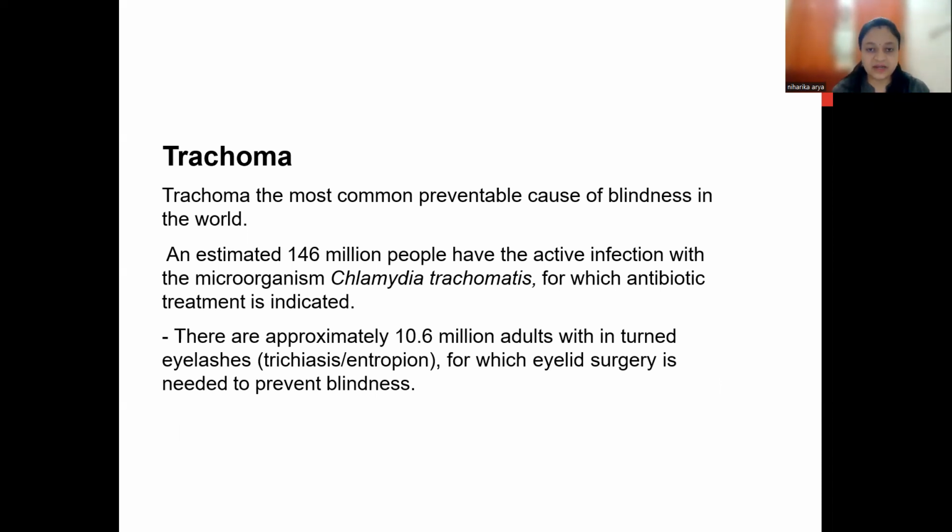So trachoma is the most common preventable cause of blindness in the world. It is mainly caused by the microorganism Chlamydia trachomatis, for which antibiotic treatment is indicated. In trachoma there is thickening of the eyelid because of the infection caused by Chlamydia trachomatis, and because of the increase in the thickness of the eyelid, the eyelashes turn inward, that is, there is misalignment of the eyelashes, called trichiasis or entropion, for which eyelid surgery is needed to prevent blindness. Because in conditions like entropion and trichiasis, the inturned eyelashes cause continuous rubbing of the cornea, which leads to blindness.